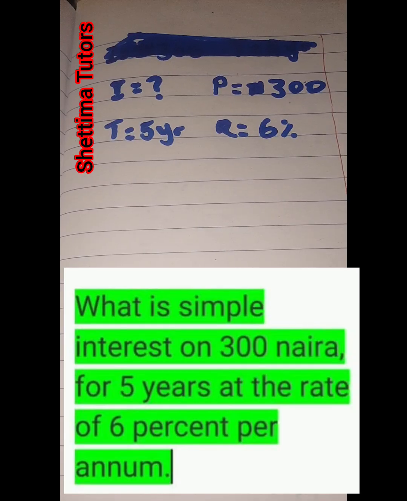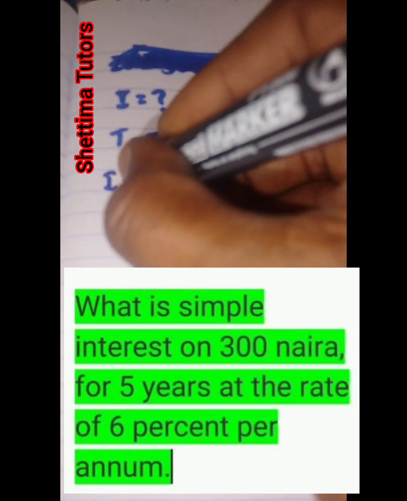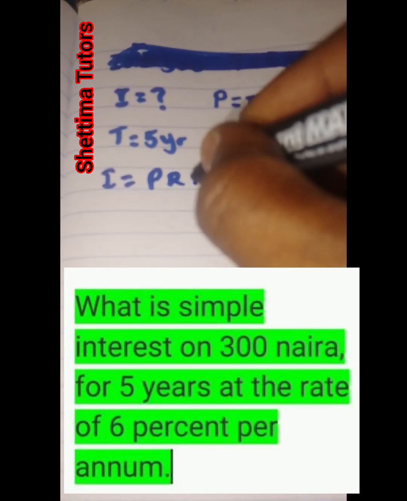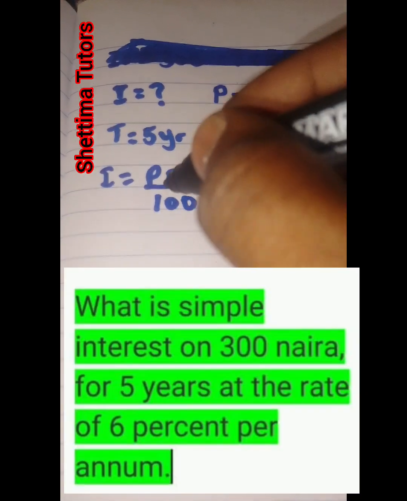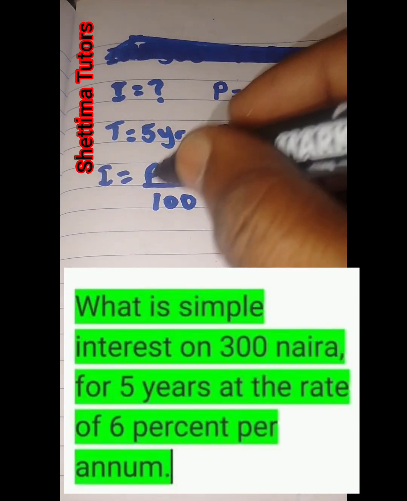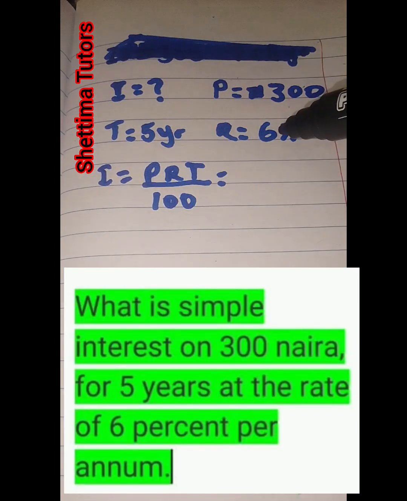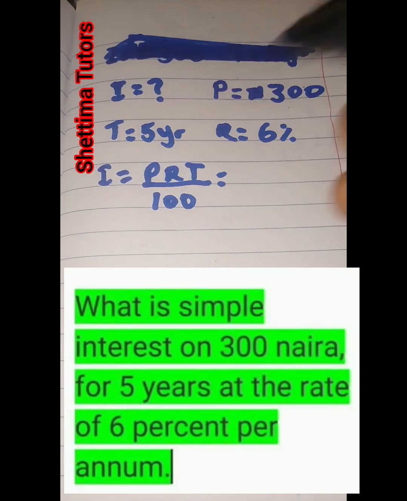Having written down all my parameters, the formula is PRT over 100. Why did I say parrot? This makes me remember that it's PRT. PRT all over 100, which is principal 300 times rate 6 times time 5 all over 100.